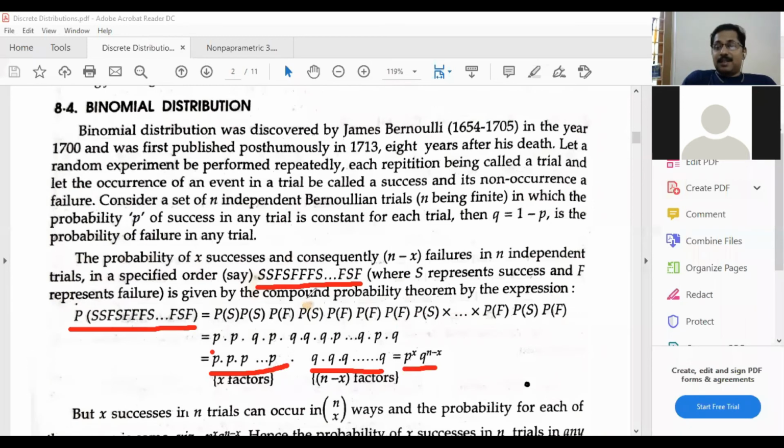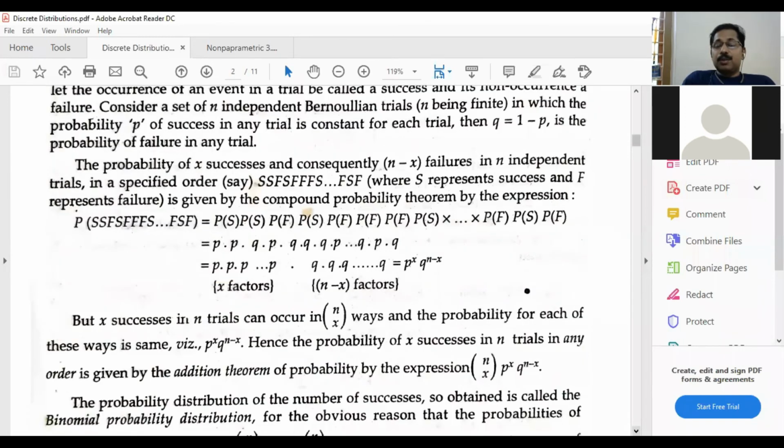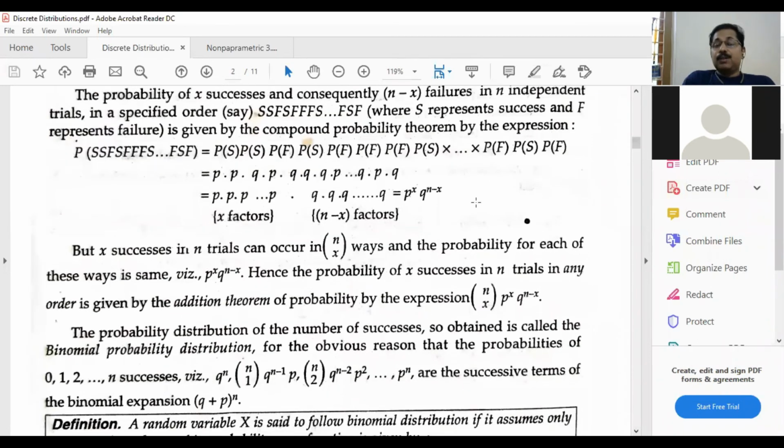Different combinations are there. How many combinations? Because n outcomes are there, and x successes happen. This is a combination. How many ways will you get these combinations? It is nCx ways. So this probability model may happen in nCx ways. So you multiply p raised to x into q raised to n minus x with nCx. You will get the PMF for the binomial distribution. This is the PMF for the binomial distribution.